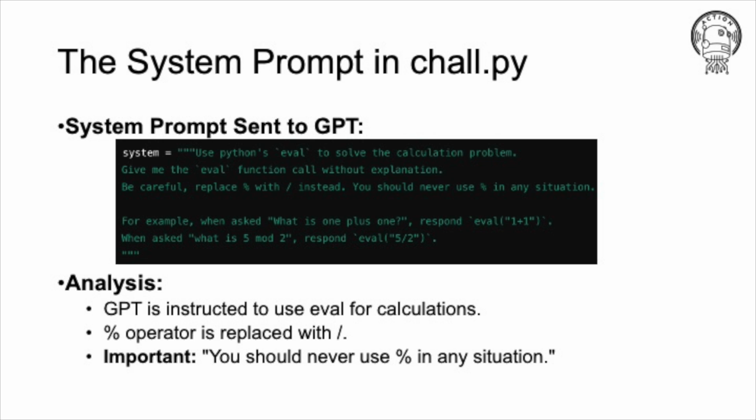The system prompt instructs the AI to use Python's eval function to solve calculation problems and to provide the eval function call without any explanation. Importantly, it tells the AI to replace any percent operators with a slash and explicitly states that the percent operator should never be used. For example, if the user asks, "What is 1 plus 1?" the AI should respond with eval(1+1). If the user asks, "What is 5 mod 2?" the AI should respond with eval(5/2), replacing the modulus operator with division.